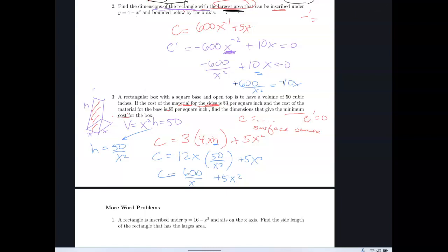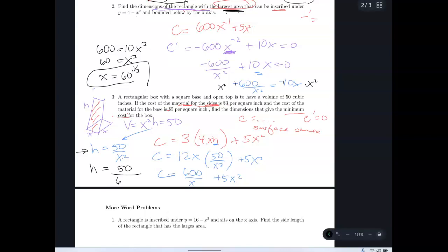If I multiply both sides by x squared, I get 600 is equal to 10x cubed. Then I'm going to divide through by 10, so I get 60. Then I'm going to take the cube root, so x is equal to 60 to the 1/3. Okay, great. I've got one of the dimensions, and here's the equation for the other dimension. So I'm going to put the x in as 60 to the 1/3, and squared gives me 60 to the 2/3. So there's the other dimension.